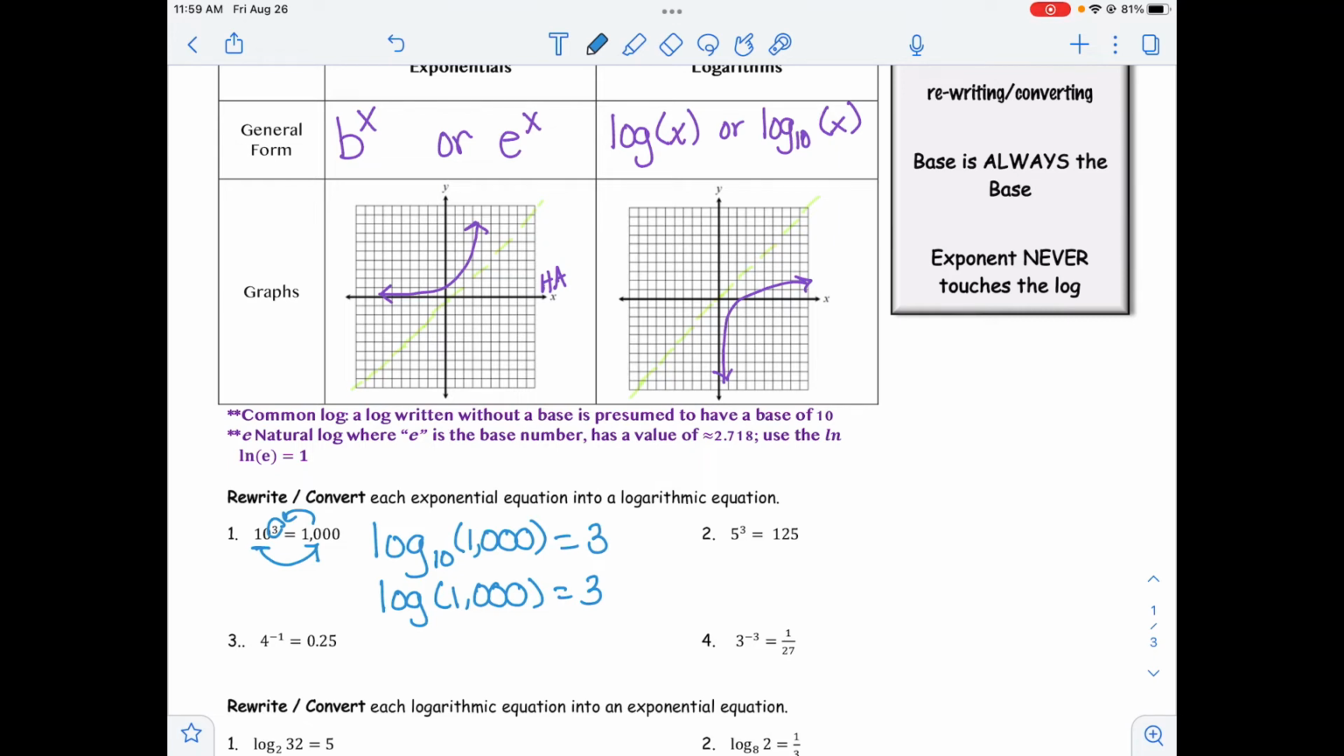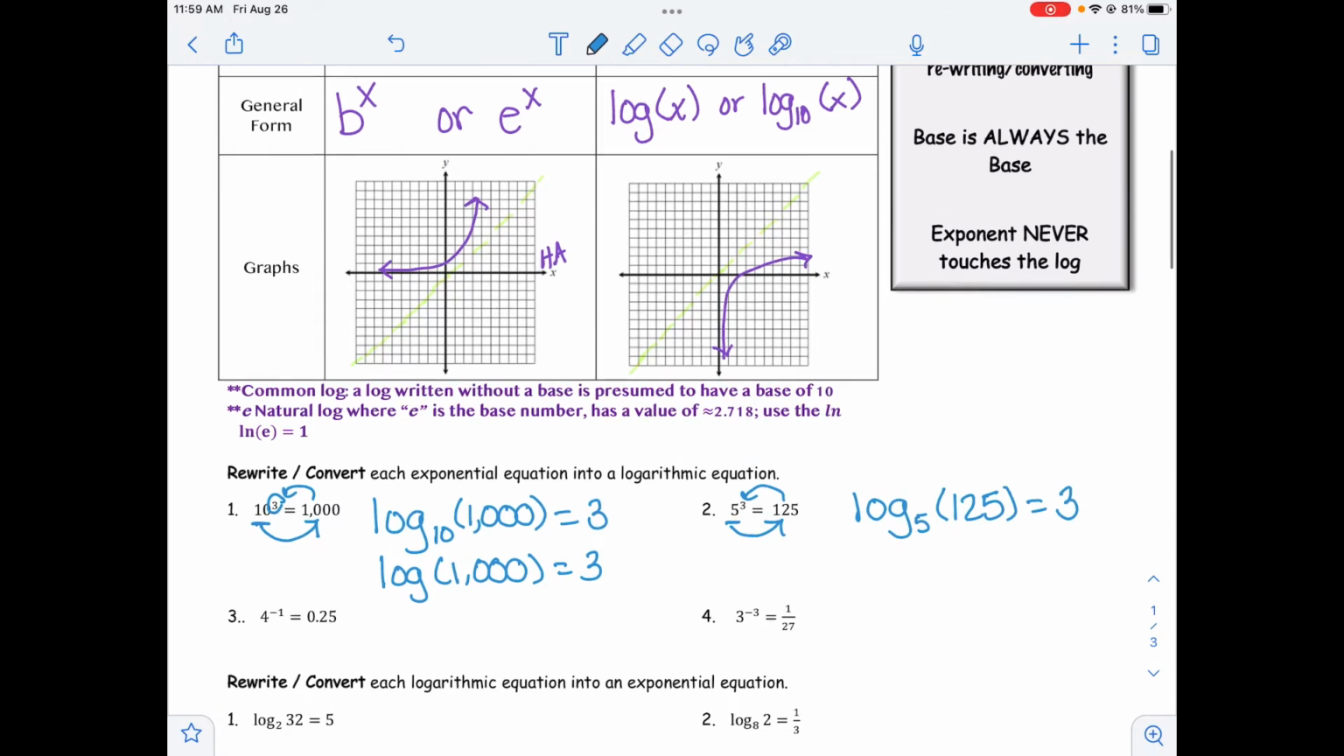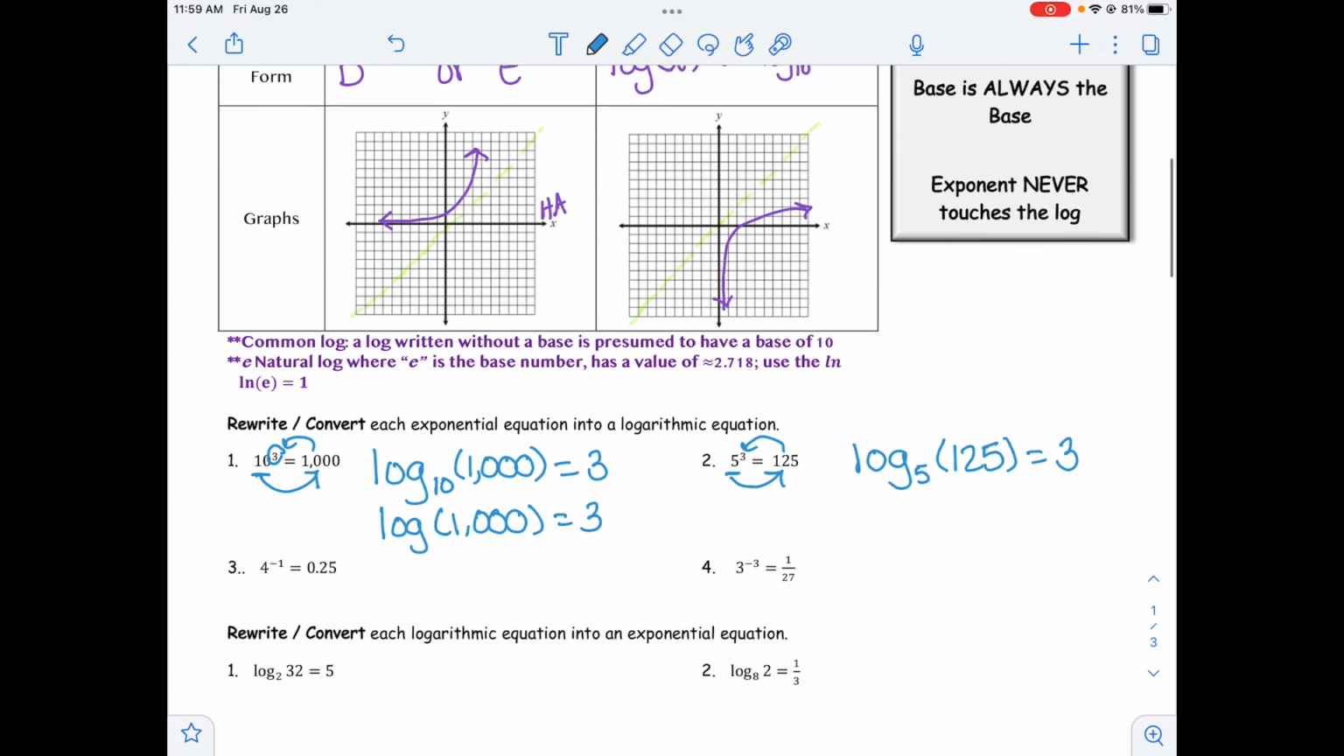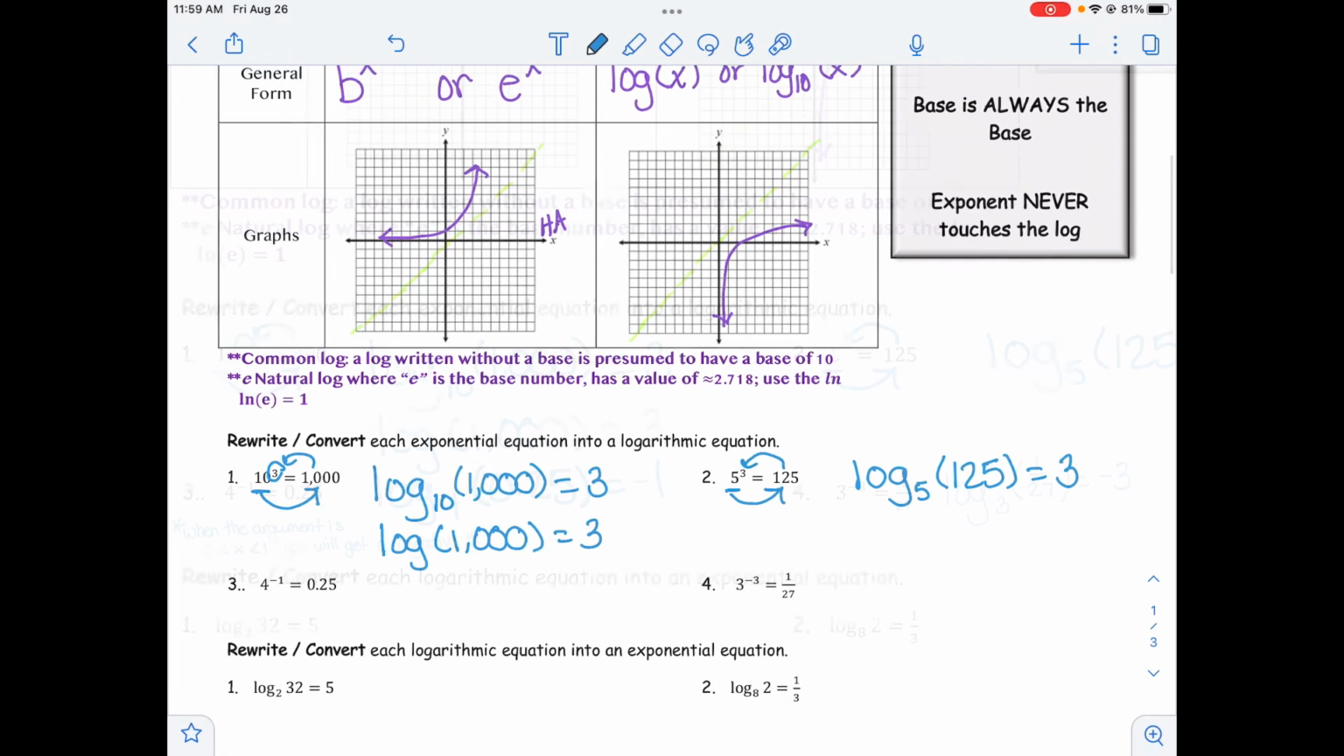All right, let's look at number 2. We start with log, base, a little subscript, of 125 equals our power of 3. All right, I want you to try 3 and 4 and see how you do.